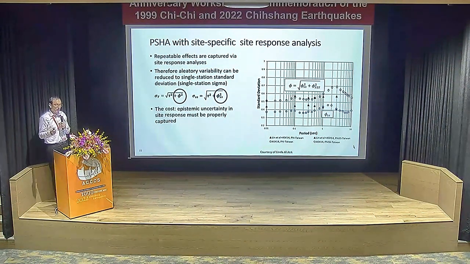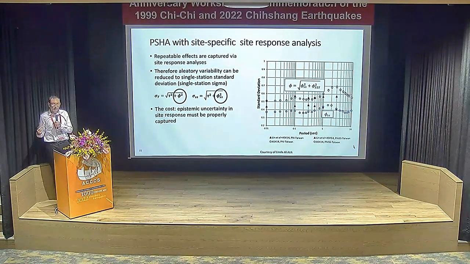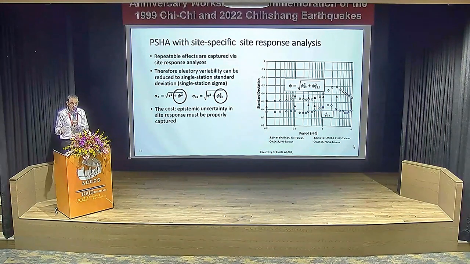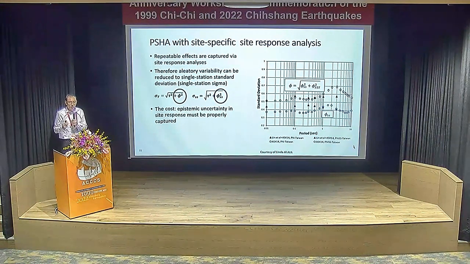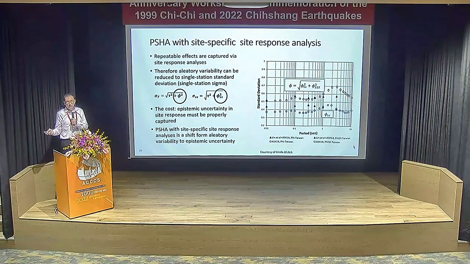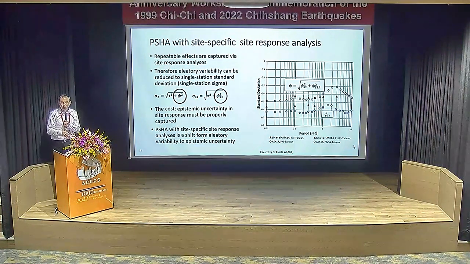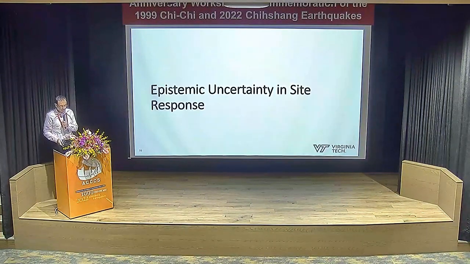The cost is that because we are removing a component of the variability from the aleatory side, we necessarily need to account for the epistemic uncertainty, because we need to be able to estimate what is that repeatable component that we are removing from the aleatory variability. So really, the non-ergodic approach is a shift from aleatory variability to epistemic uncertainty. If we don't add information, our results shouldn't change. It's just the process by which we are accounting for the uncertainty that is changing. However, if we have additional information, then our results will change.